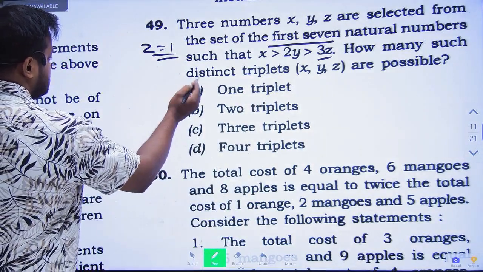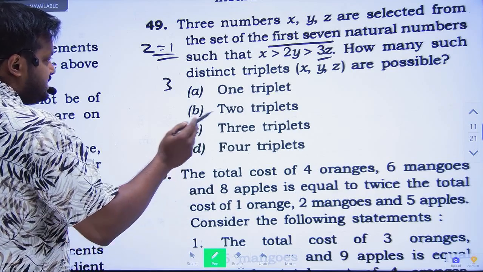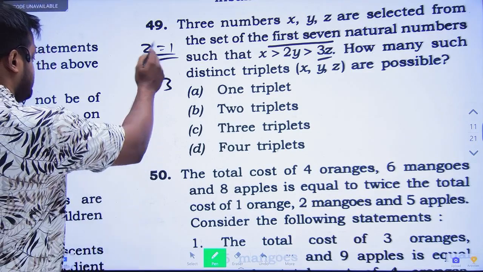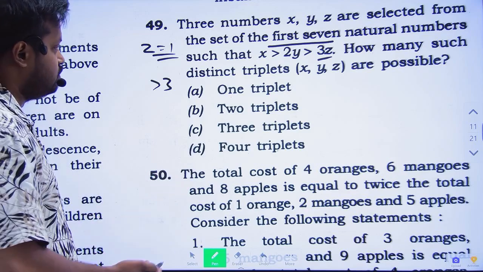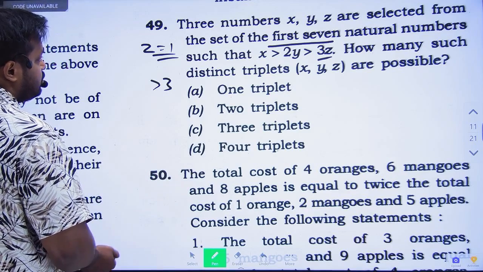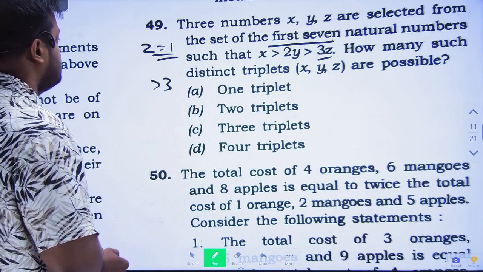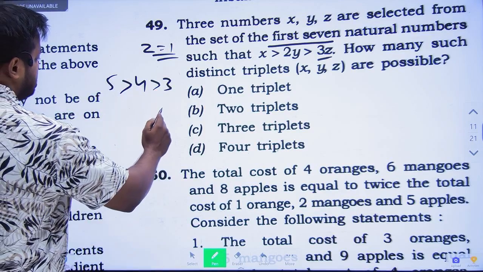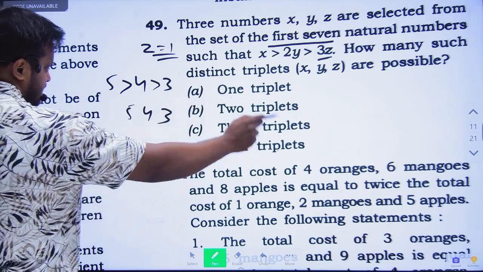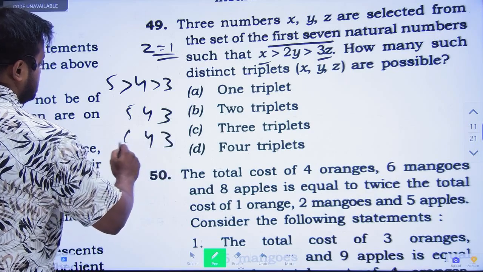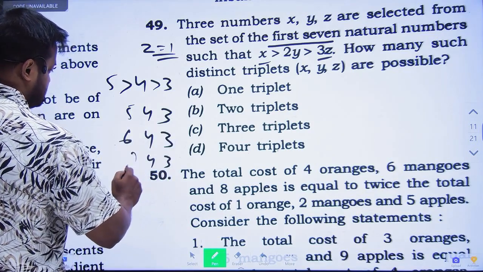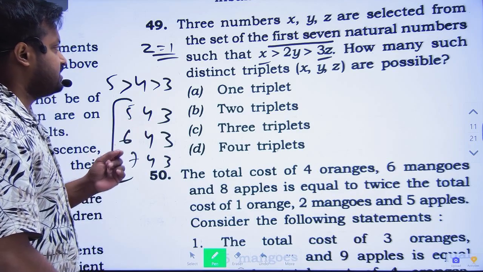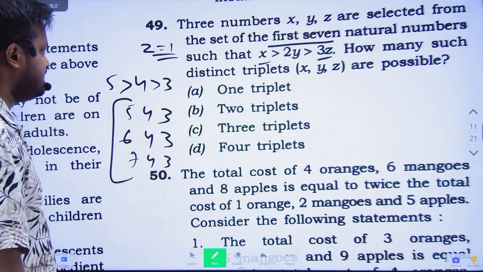If it is 1, then possible triplet is 3Z, 3 into 1, and 2Y. 2Y is, if Z equal to 1, Y will be 2, and Y can also be 3, right? Okay, anyway, we'll check it. This is 4, and here we can say 5. We can take 5. So one triplet is 3, 4, 5. Likewise we can also take 3, 4, 6. Okay, 3, 4, 7. So 3 triplets for this, where X is greater than 2Y is greater than 3Z.